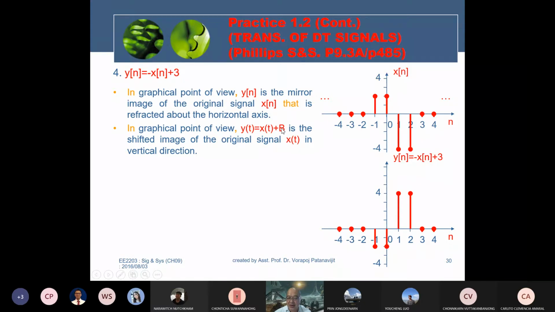b equals 3, therefore it's positive. If it's greater than 0, it means you shift every point up, up by 3. You can see that we concern only the dots. It used to be 0, it will become 3. It used to be 4, it becomes 7. And you redraw them, linking between the dot and the horizontal axis.